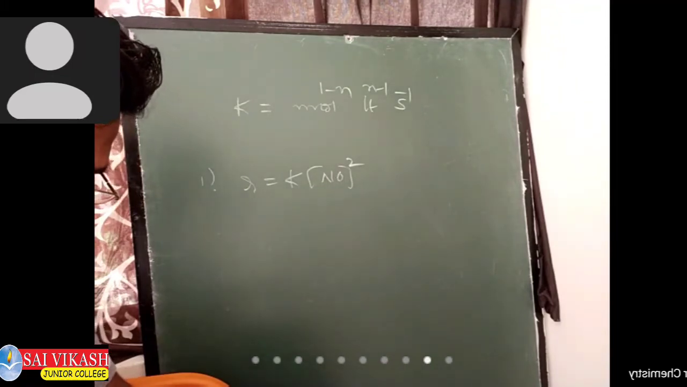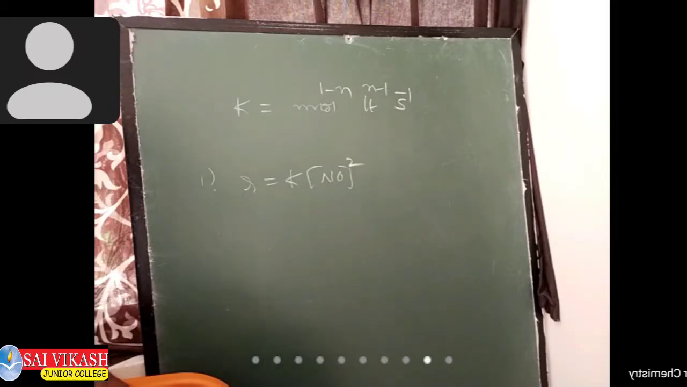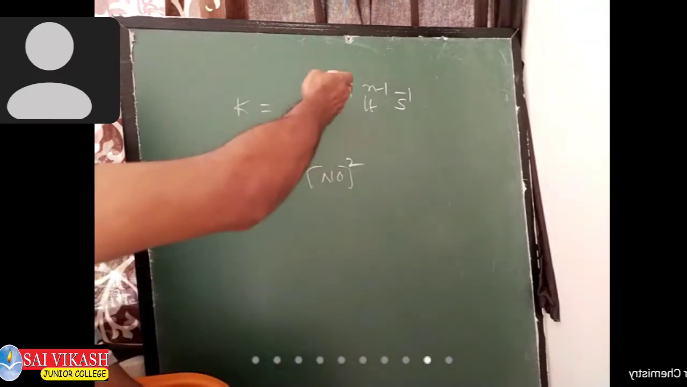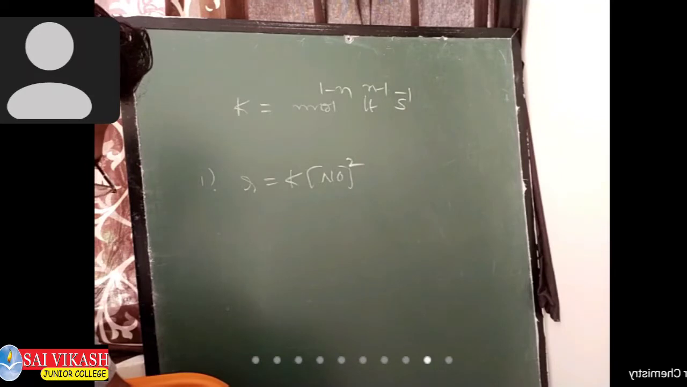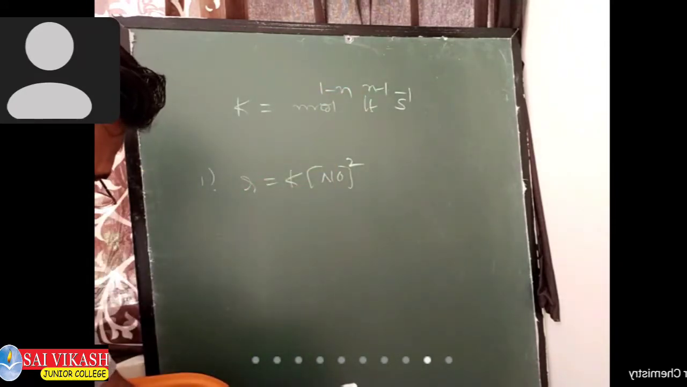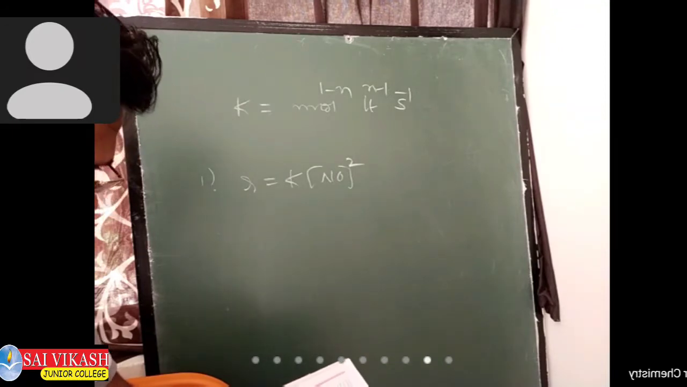Next, number 2: rate equal to K into H2O2 power 1, I minus power 1. So 1 plus 1, 2 will come. So second order, substitute n as 2. Fourth one: rate equal to K into C2H5Cl. So power 1 is there. First order. Substitute n as 1, you will get the answer. Like that you can do these questions.